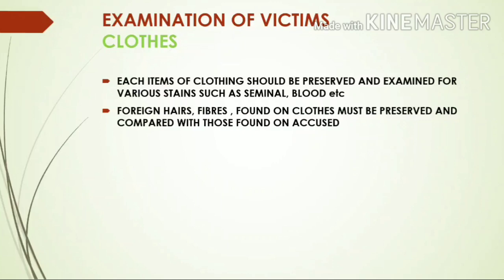Each item of clothing should be examined for various stains such as blood, semen, etc. If the offense has been committed in an open place, corroboration can sometimes be obtained by finding grass, leaves, mud, etc. on the buttock or on the back. The clothes should be dried, stored in a clean paper bag, and sent to the laboratory. Foreign hair or fibers found on the clothes or on the skin surface must be preserved and compared with those found on the accused.